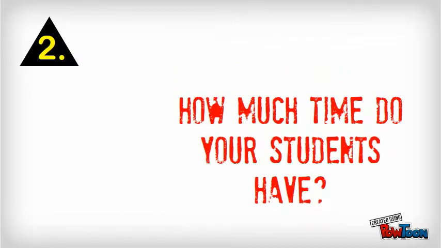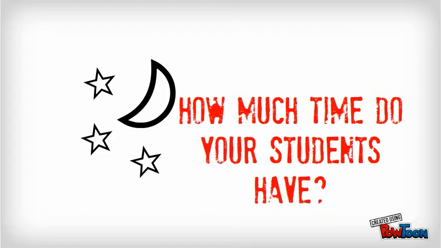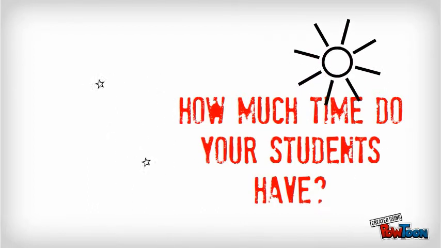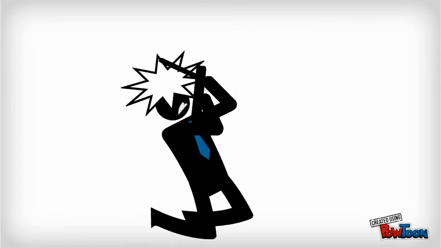Question number 2, how much time do your students have? A sure way to have a disastrous technology in your classroom is to see something one night and the next morning try to implement it. Okay? Too often students will get frustrated because it doesn't work, and that's mostly because they haven't had time to learn how to work it.